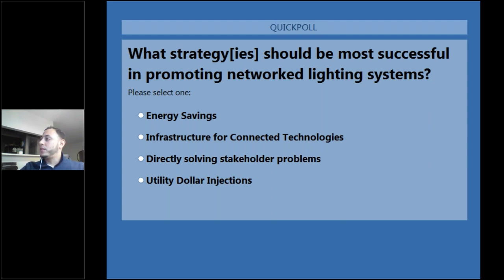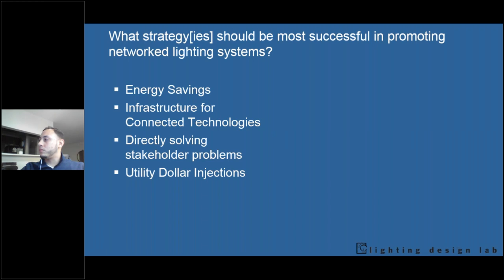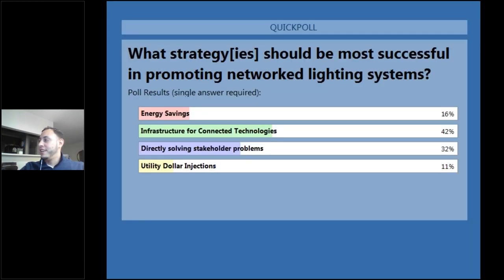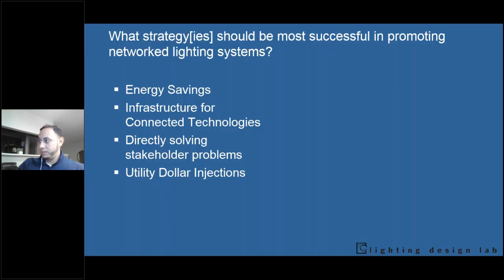All right, thank you, those who have voted. I'll share it a little bit here, and I see pretty even opinions across the board, so I do appreciate that. But my favorite thing is, hey, the answer with the most votes was connected lighting systems serve as infrastructures for connected technologies. The fact that savings was third also makes me happy, because, hey, great thing, but that should just be the beginning of the conversation at this point.